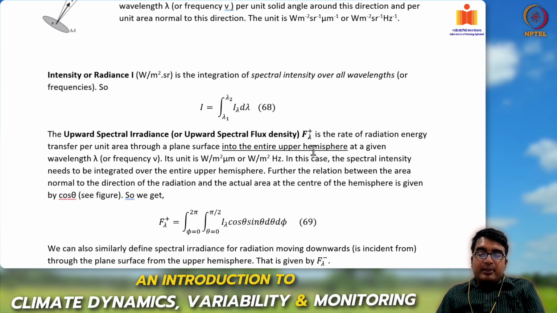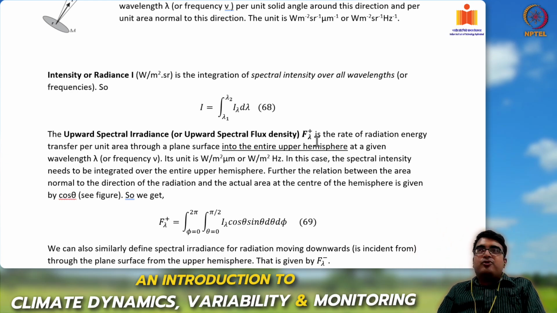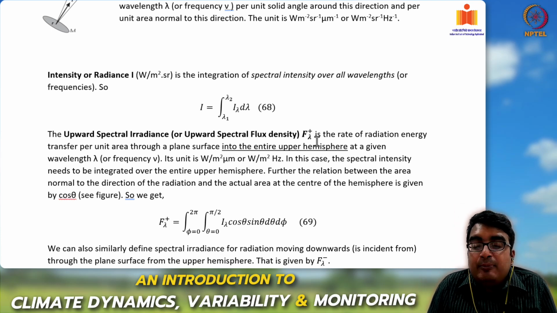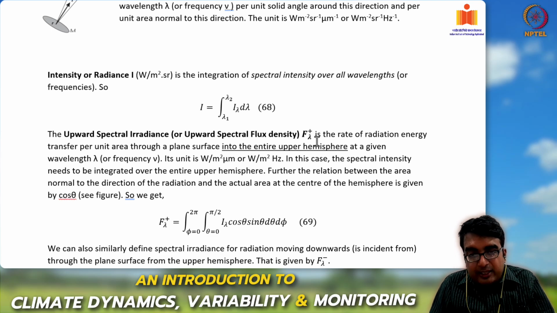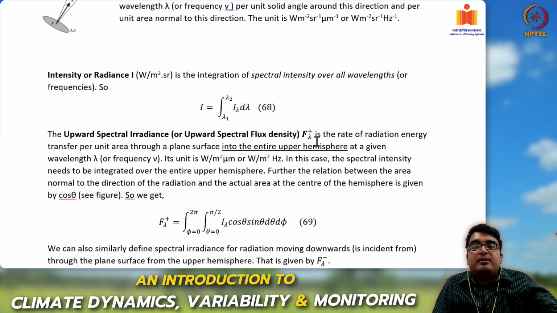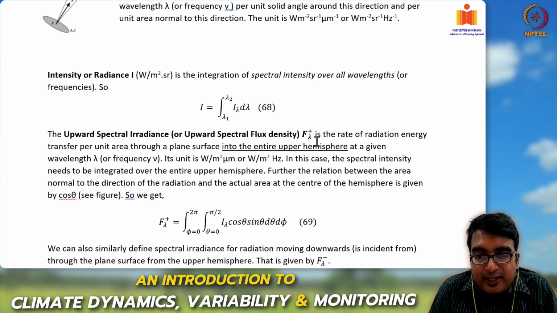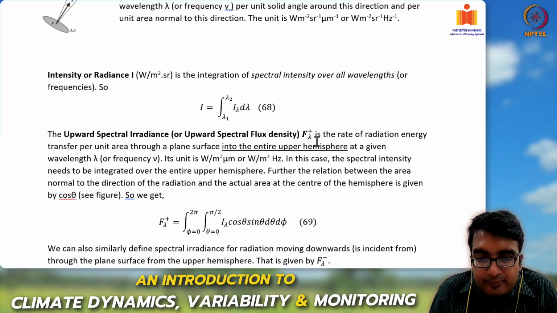The expression we will use, the variable is called F plus lambda. Plus is upwards. We will also define the downward spectral irradiance or downward spectral flux density very soon. Then that will be F minus. And it's spectral, so it's dependent on either the wavelength or the frequency. So it's either F plus lambda or F plus nu. And it's the rate of radiation transfer per unit area through a plane surface into the entire upper hemisphere at a given wavelength lambda.